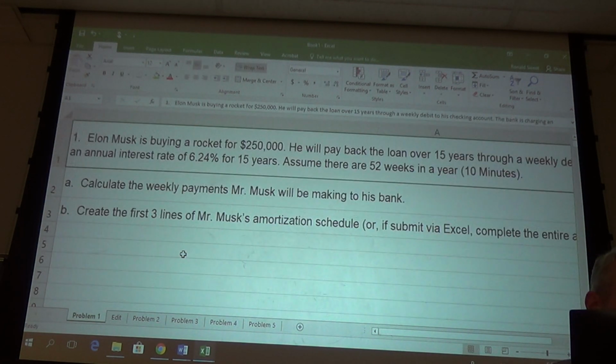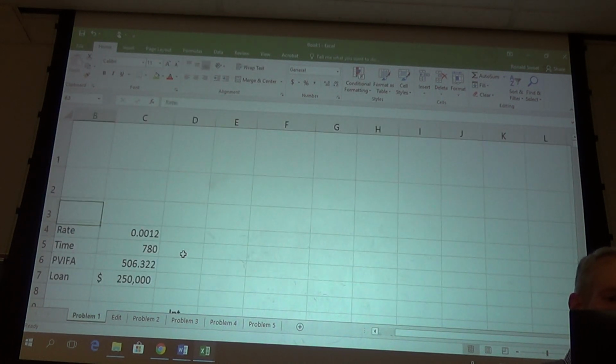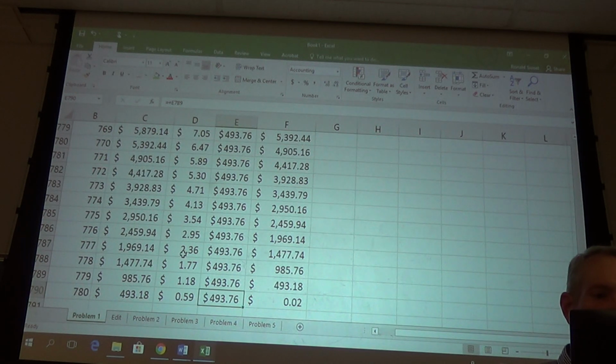All right, so look back at the questions. First question is calculate the weekly payments. There it is right there in your schedule, the 493.76. And then create the amortization schedule, and that's what we just did there.